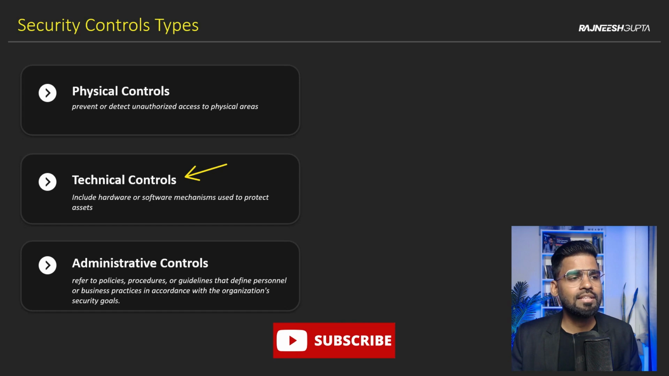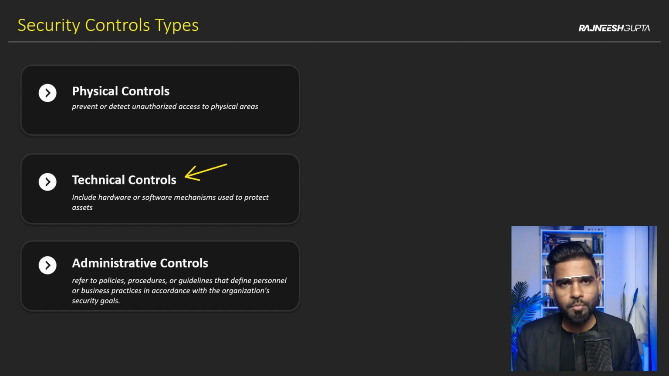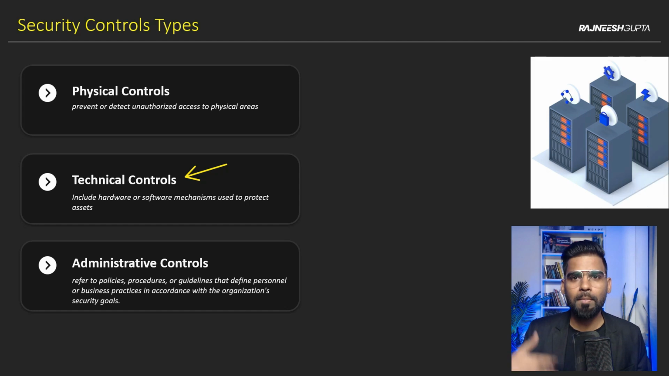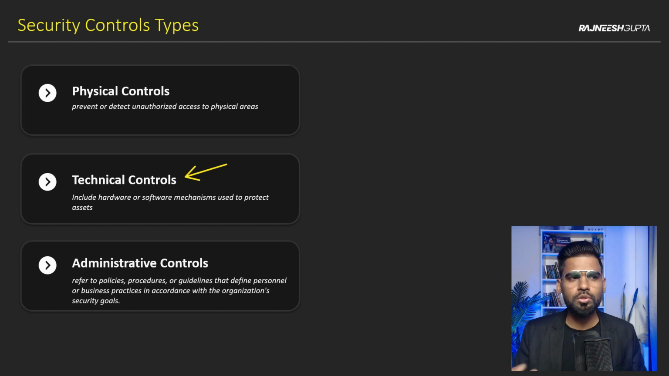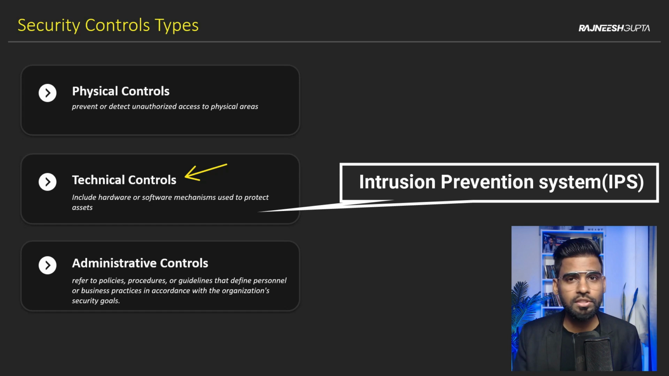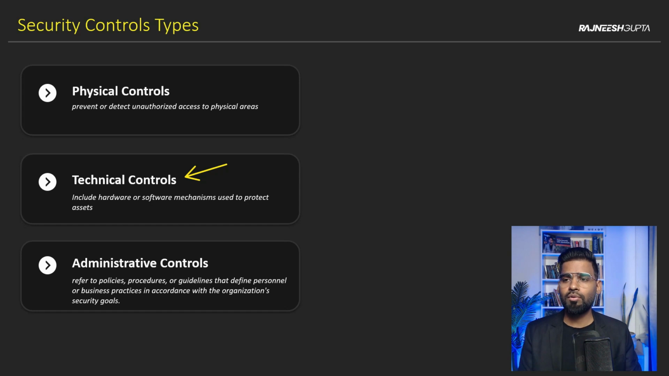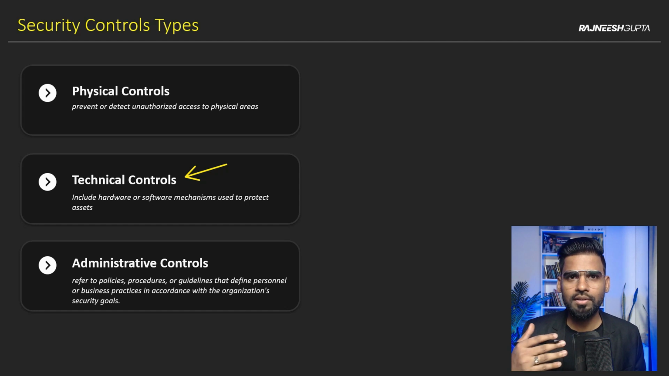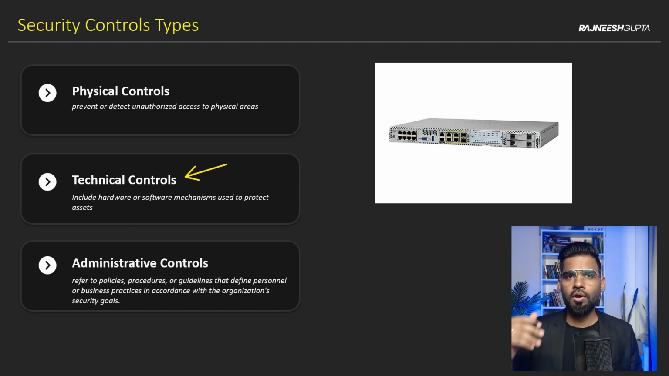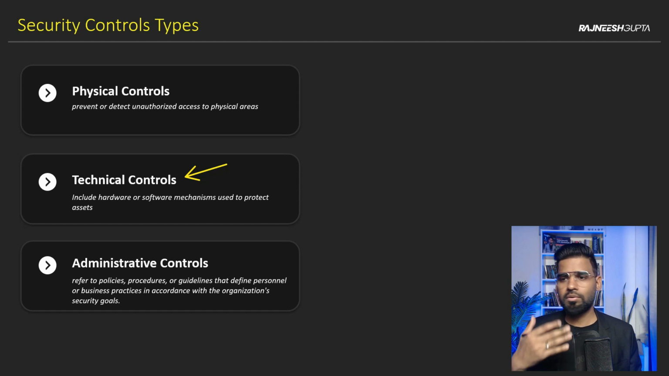Next, we have the technical controls. Now, this can include hardware or software system mechanisms used to protect your assets, maybe desktops, servers, or your web application. So you might be using an antivirus system, firewalls, an intrusion detection system, IDS, or an intrusion prevention system, which is IPS. You can also go for configuration-related measures, maybe securing layer 2 on the switches, securing your router, or securing your web application.